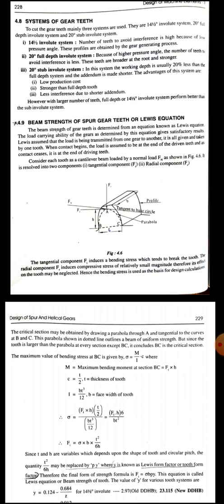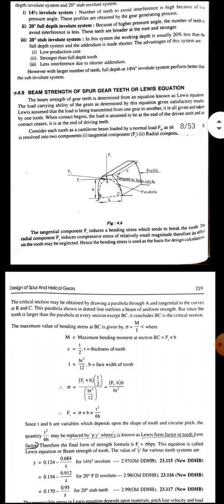The maximum value of bending stress at BC is given by sigma equals M by I into C. M is bending moment at BC, that is Ft into h. C is t by 2, t is thickness of tooth. I is b t cube by 12. b is face width of tooth. Therefore, sigma is Ft into h t by 2, by b t cube by 12. Therefore, we have Ft equals sigma into b t square by 6h.